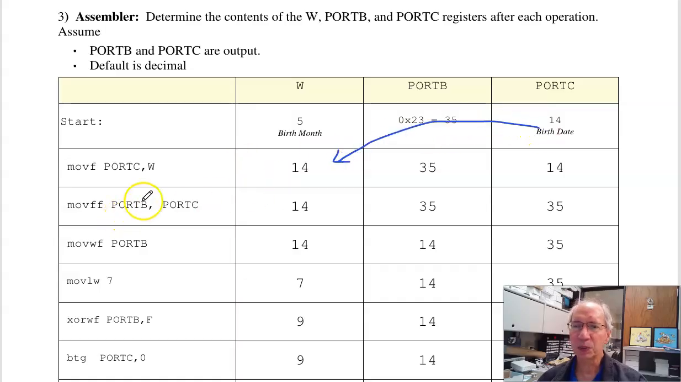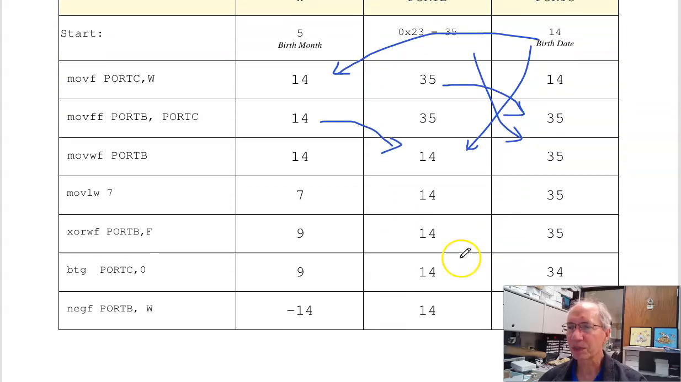This says move port B to port C. 35 goes to port C. And now move W to port B. That's the right command. W goes here. So what I just did is I swapped. Port B and port C are now swapped. This is 14, this is 35.